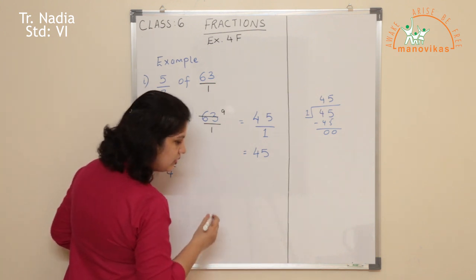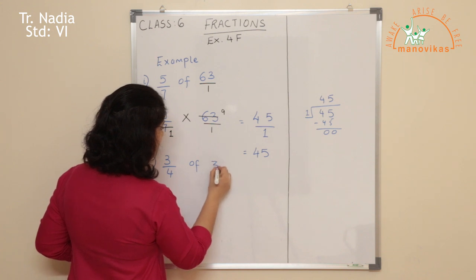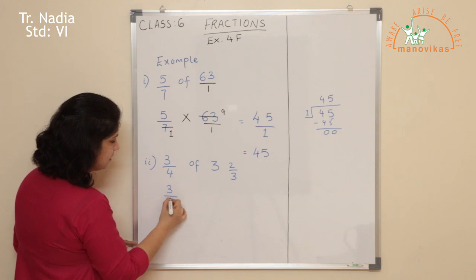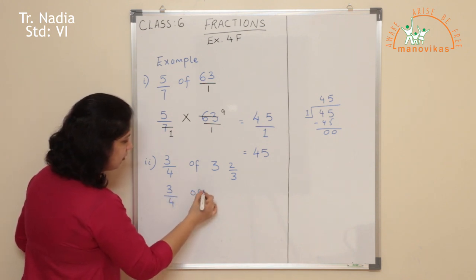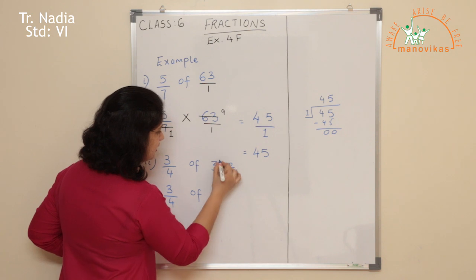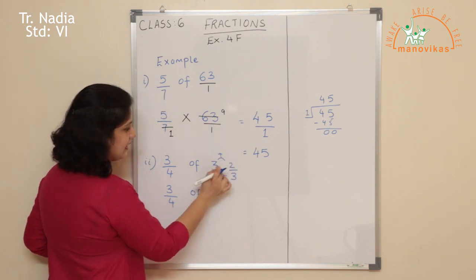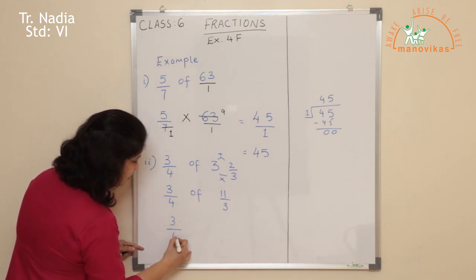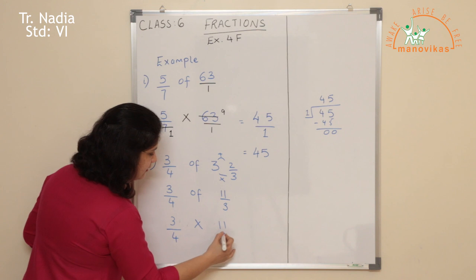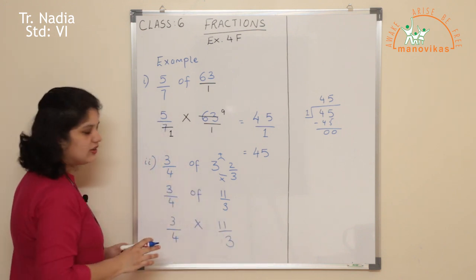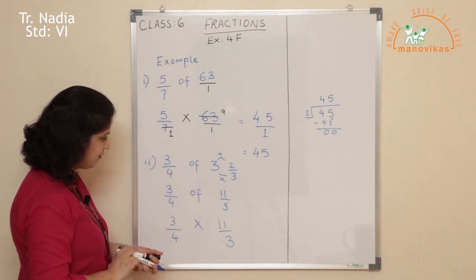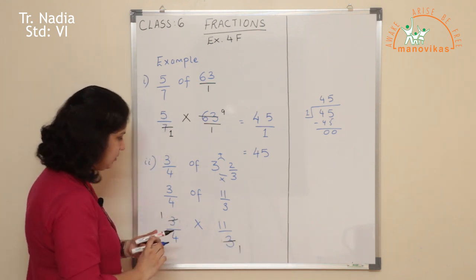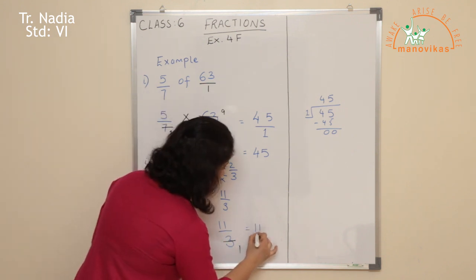3 upon 4 of 3, 2 upon 3. First of all, let us make both the numbers in fraction form. 3 upon 4 of, this has to be converted. 3 3s are 9 plus 2, 11 upon 3. Next step, remove the of sign, put multiply. Now reduce. So here I have 3 ones are 3, 3 ones are 3. Nothing else can be reduced. The answer will come to 11 upon 4.